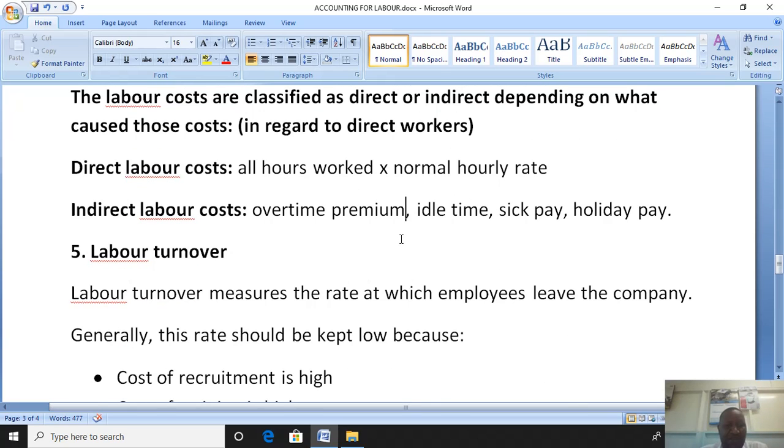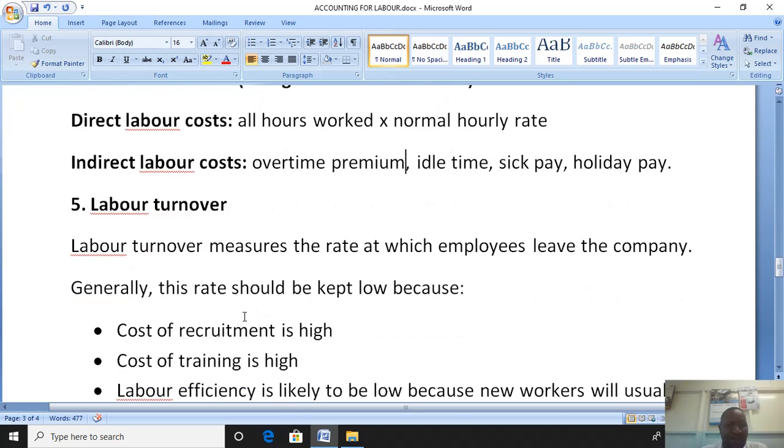Labor turnover. Labor turnover measures the rate at which employees leave the company, and obviously we're looking at the employees that are leaving the company and need to be replaced. That's the labor turnover. What's the rate at which employees leave the company, employees that need to be replaced? So that's what labor turnover measures. Generally, this rate should be kept low because there is a high cost of labor turnover.